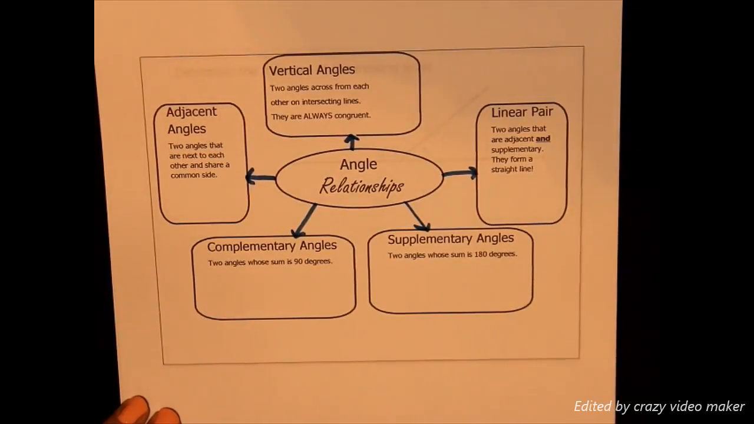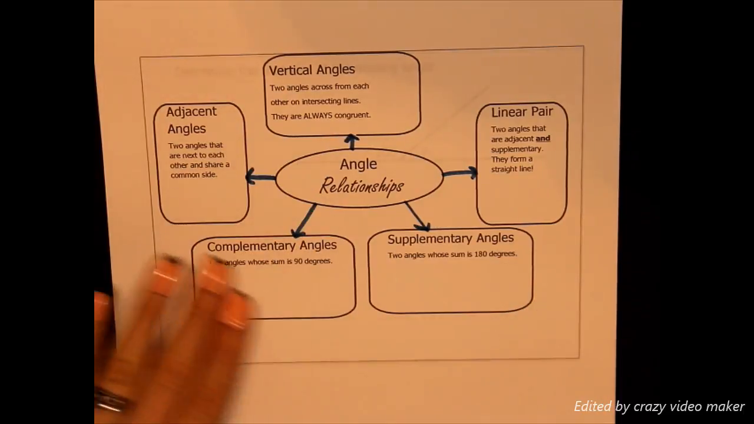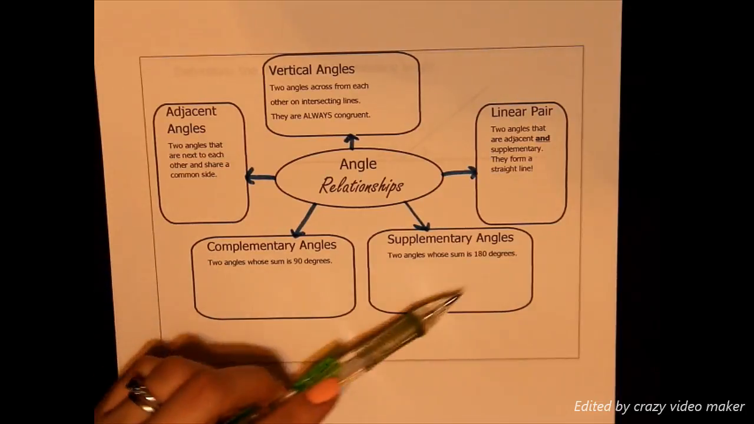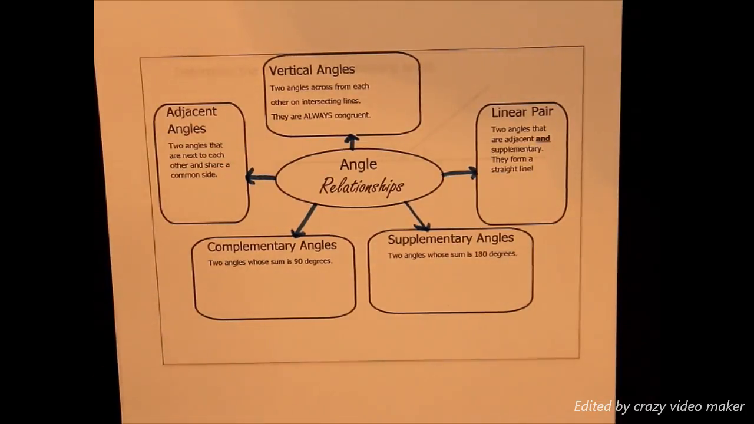Okay, today we're going to learn about angle relationships. There are 5 relationships that we are going to talk about. First one will be vertical angles, and you need to make sure that you are writing down all of these definitions in your notes and listening to the explanations as I'm going through them.